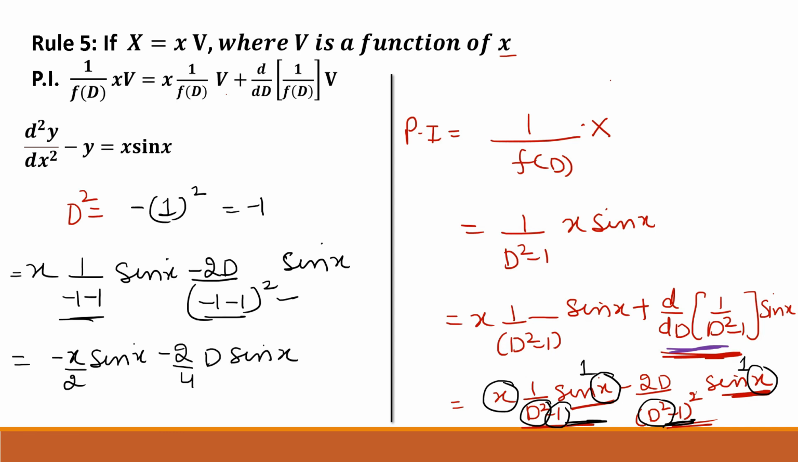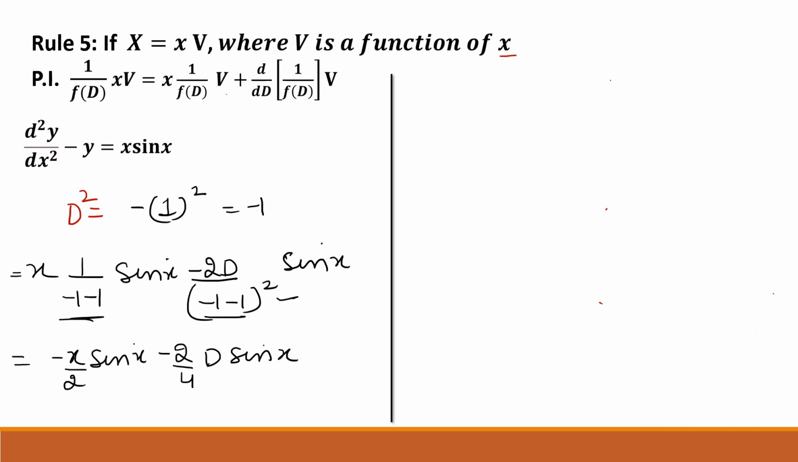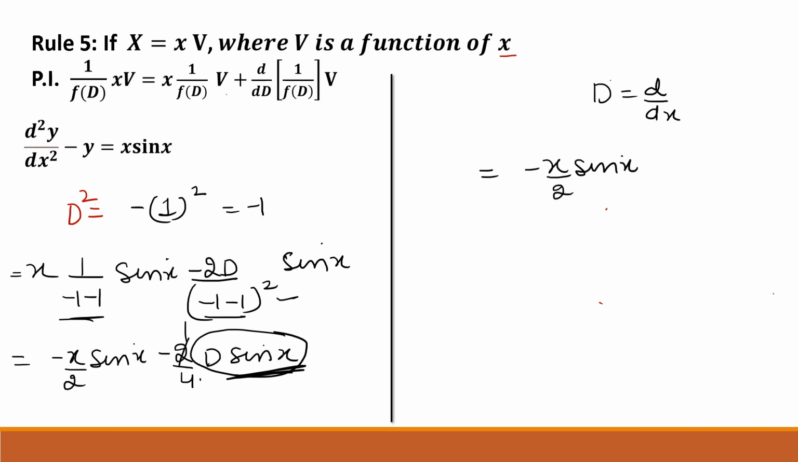What is our D here? D, I know, is the derivative with respect to x. So D of sin x, capital D sin x, means the derivative of sin x with respect to x. This is equal to minus x by 2 sin x. Okay, and this 2 will be cancelled here, so there will be minus 1 by 2. What is the differentiation of sin x? That is cos x. Okay, so now this answer is free from D. That means this is our final answer for the particular integral.